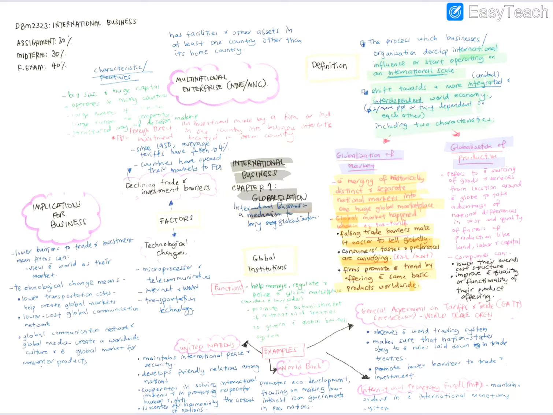Okay, now we move to the globalization of production. Globalization of production refers to the sourcing of goods and services from locations around the globe to take advantage of national differences in the cost and quality of factors of production like land, labor, and capital. Normally, globalization of production is where you have a factory and your operation management, and you have a factory around the world. So the company, if they have this globalization of production, can lower their overall cost structure and improve the quality and functionality of their product offering.